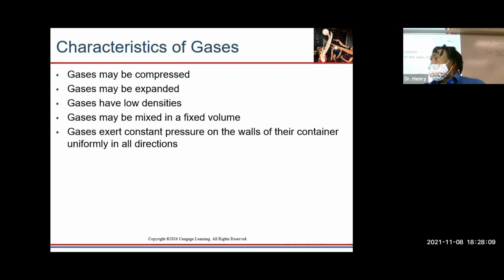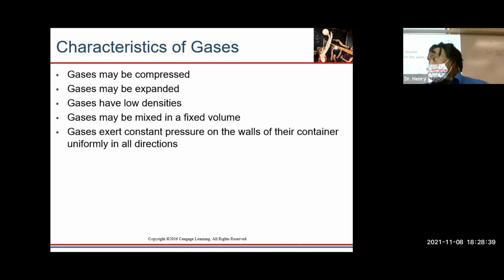Gases can be expanded, right? So if I put helium in a balloon, the balloon expands, right? Okay. Gases have low density, right? So they cause balloons to float and stuff like that, because in the case of helium, it is lighter than air. So then it causes the balloon to float through the air. Okay, so they're typically light in density, or low density.